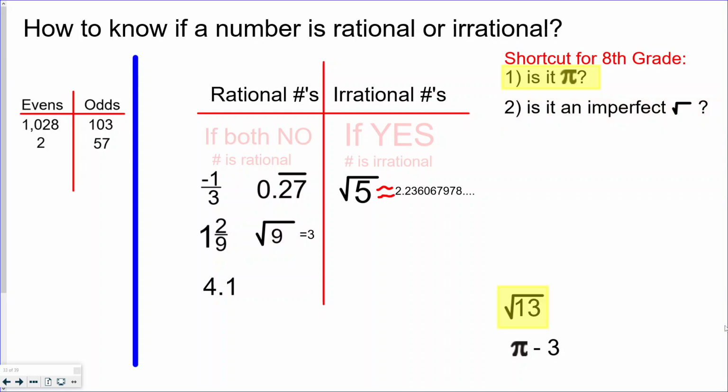Square root of 13 is not pi, but let's see if it's an imperfect square root. Oh, it's got those decimals on it. Okay. So that's going to put us over there on the irrational side. And then the very last one, what about this expression pi minus 3? Well, it does have pi in it, so we're going to just slide it on over to the irrational side.